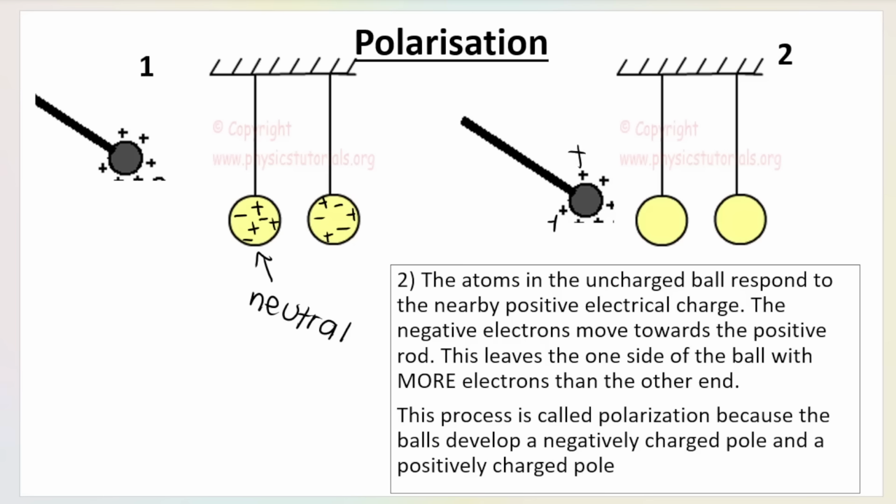When we bring the positively charged rod closer, but it's not touching, opposite charges attract, so all the negatives move to one side of the ball. What that does is it leaves the one side of the ball more negative. So this side of the ball has a more negative charge. The opposite side has a more positive charge because it doesn't have a lot of electrons. And that's called polarization, because the balls develop a negatively charged pole and a positively charged pole.